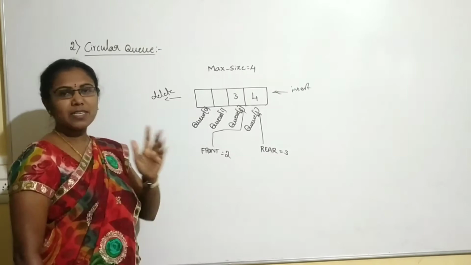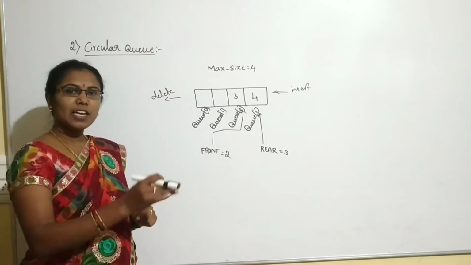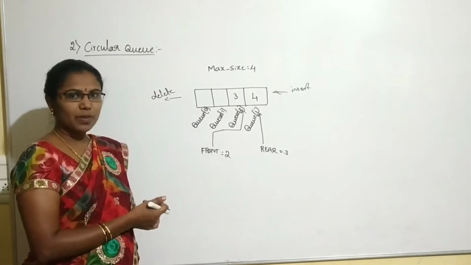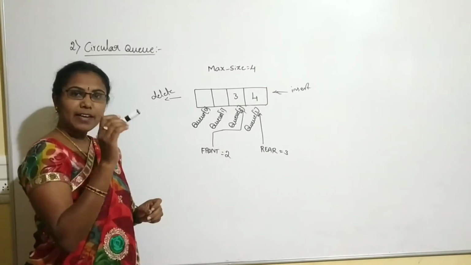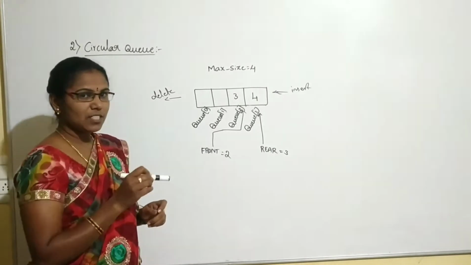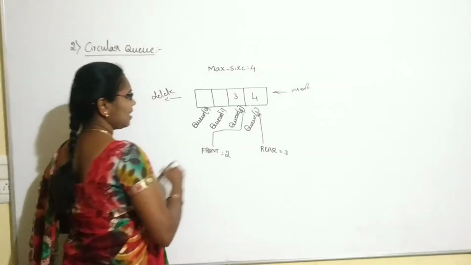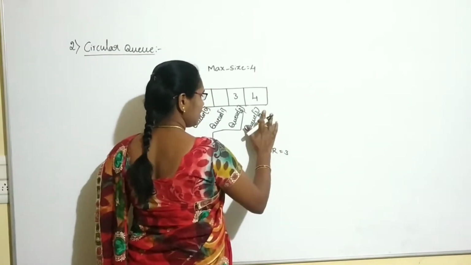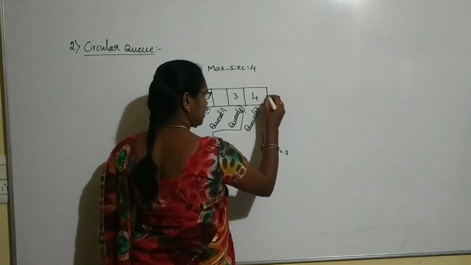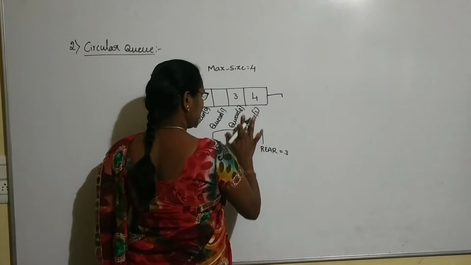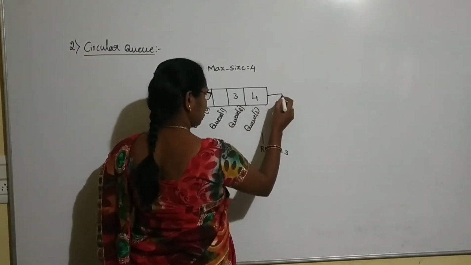Clear? What is a circular queue? A circular queue is a queue where the rear end is always connected to the front end.